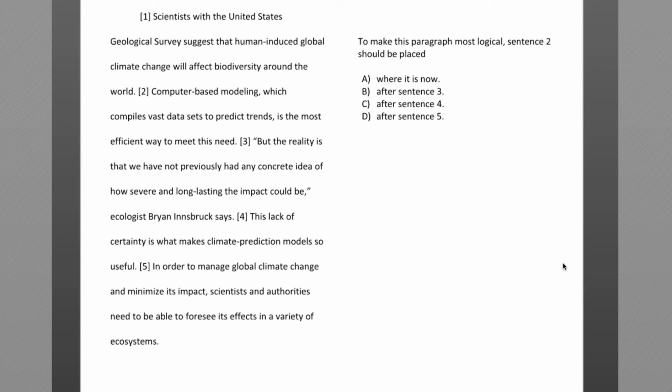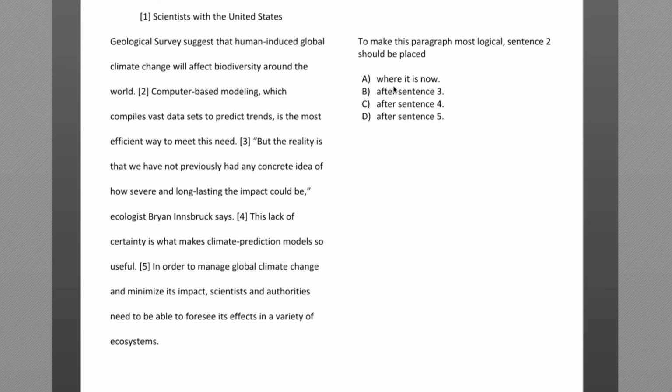Scientists with the United States Geological Survey suggest that human-induced global climate change will affect biodiversity around the world. Computer-based modeling, which compiles vast data sets to predict trends, is the most efficient way to meet this need. But the reality is that we have not previously had any concrete idea of how severe and long-lasting the impact could be, ecologist Brian Innsbruck says. This lack of certainty is what makes climate prediction models so useful. In order to manage global climate change and minimize its impact, scientists and authorities need to be able to foresee its effects in a variety of ecosystems.